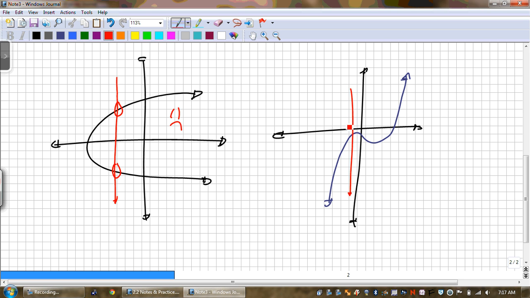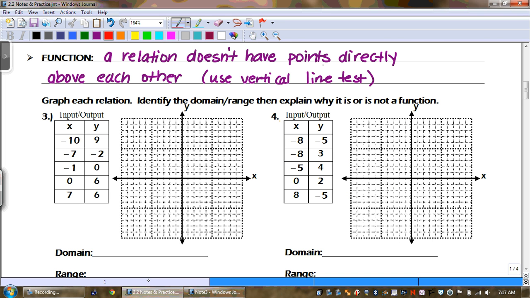But even when you do the vertical line test, if there's no place that it hits twice, then it's a function, okay? And those are things that you can tell just by looking at it, okay? So what we have to do here is it's asking us to graph each relation, identify the domain and the range, and then explain why it is or is not a function, okay?